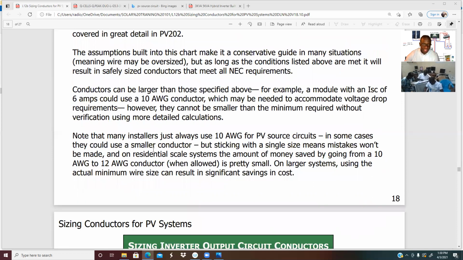Note that many installers just always use 10 AWG for PV source circuits. In some cases, they could use a smaller conductor, but sticking with a single size means mistakes won't be made. And on residential scales, let me see what Mohammed said.